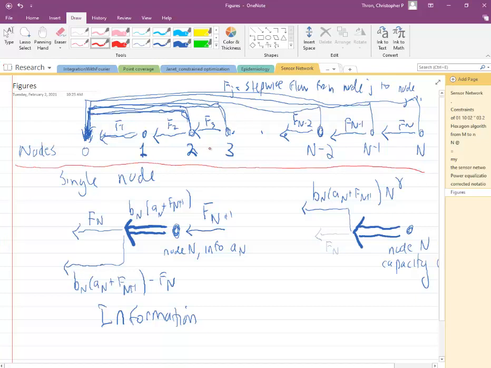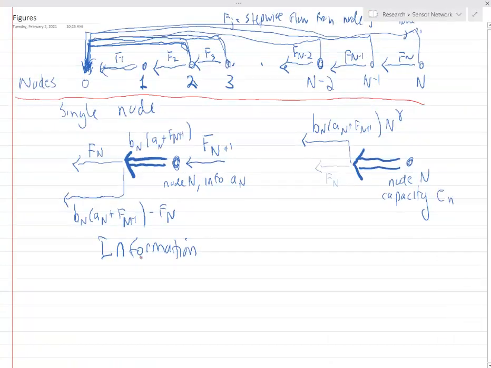That's one picture that you can create. Then for the single node, you can make two pictures. There's a picture for information, and then there's a picture for capacity. And then there's a picture for power, sorry. So both of these I think are important. So this is for a single node.